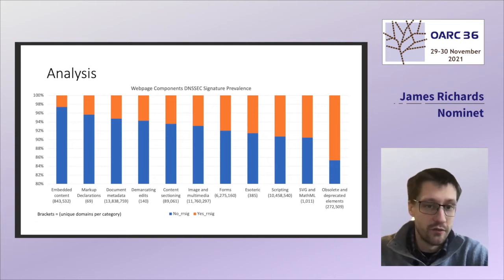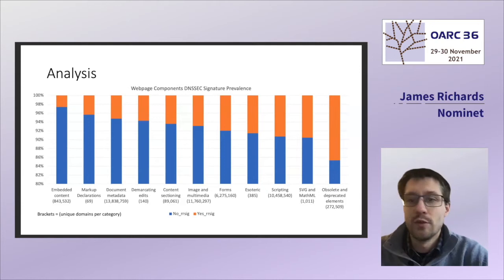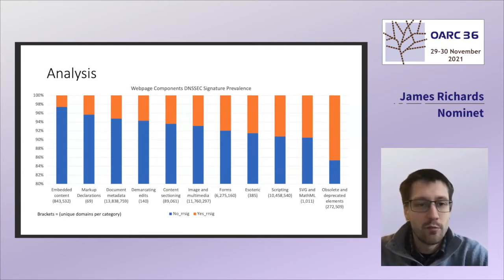There's quite a lot going on here, but I've been through and pulled out some anecdotes about different domains within each category. So if we look on the right-hand side, we can see obsolete and deprecated elements. Now, I would have imagined that obsolete web page components wouldn't have been signed. Maybe they're kind of old-fashioned and weren't being looked after, but actually they're the most likely to have a DNSSEC signature out of all of them.